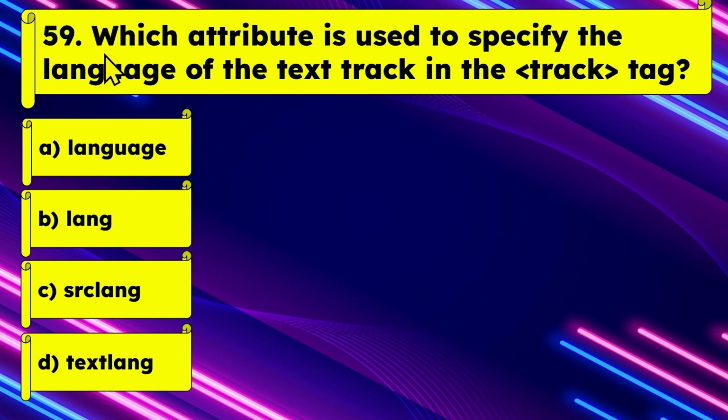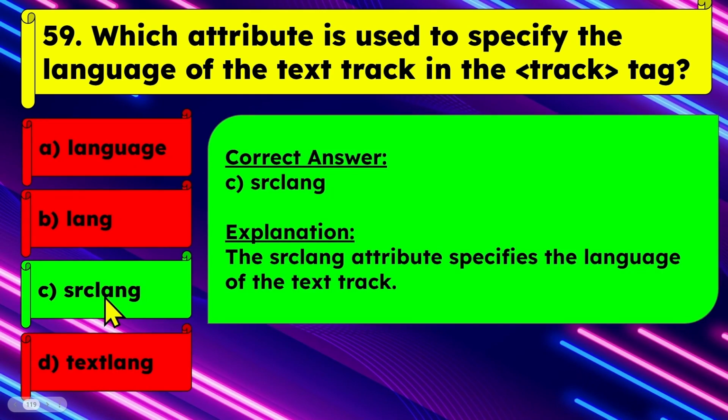Next question is, which attribute is used to specify the language of the text track in the track tag? It is talking about specifying the language of the text. So option A is language, option B lang, option C srclang, or option D textlang. So here the correct answer is option C, srclang. You can see the srclang attribute specifies the language of the text track.